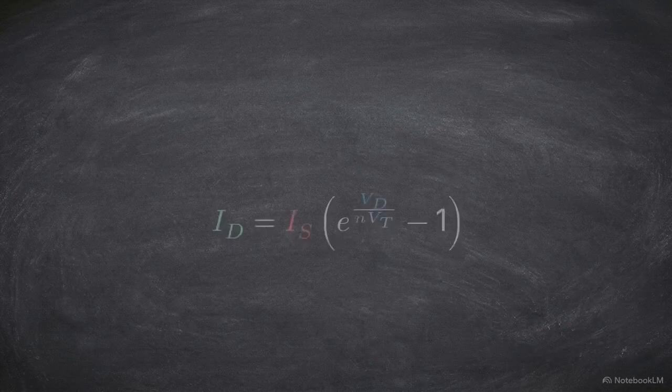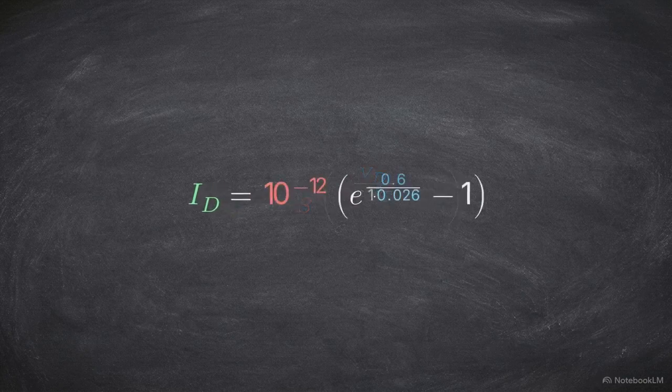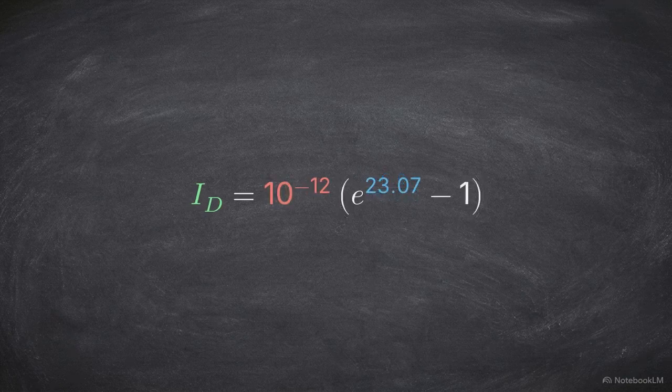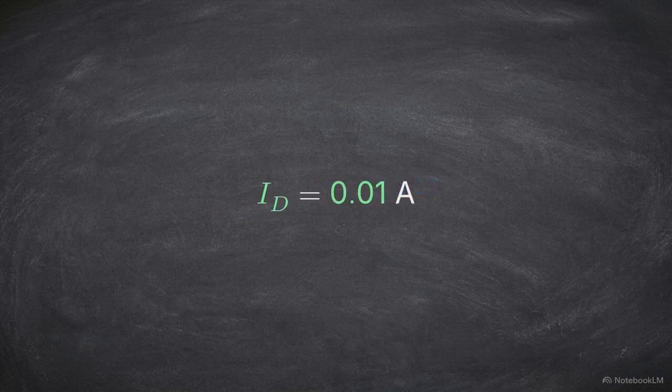To find the resulting current, we use the diode current formula. We'll calculate the flow produced by an applied forward voltage of 0.6 volts, assuming an ideal diode factor of 1. We place our 0.6 forward voltage over the 0.026 thermal voltage in the exponent, with our reverse saturation current as the leading multiplier. The exponent 0.6 divided by 0.026 is 23.07. Euler's number raised to the power of 23.07 is such a large value that subtracting the 1 inside the parentheses no longer has a measurable impact on the final result.